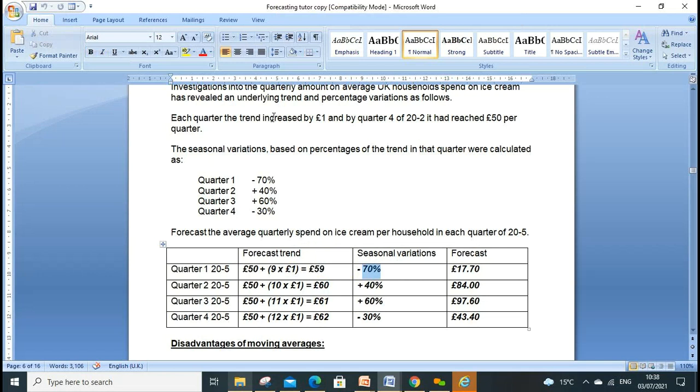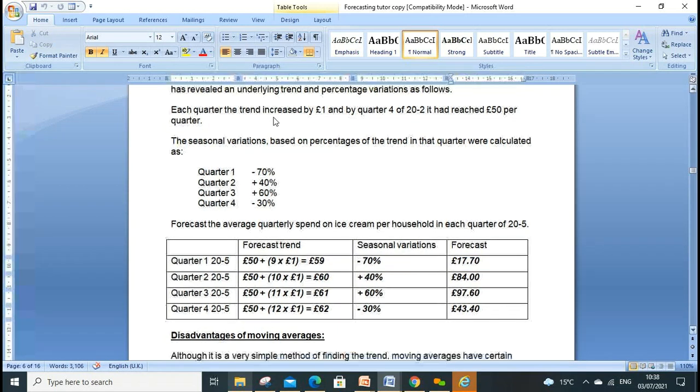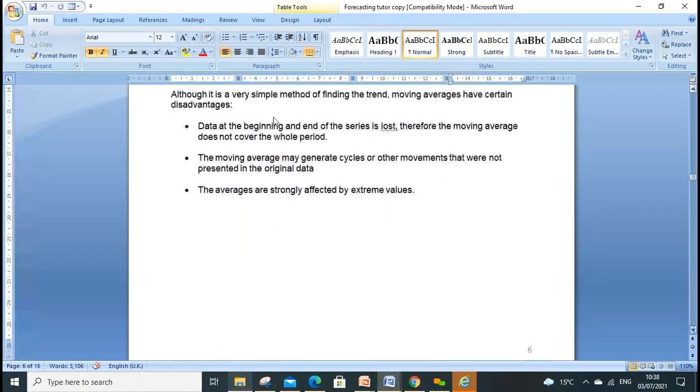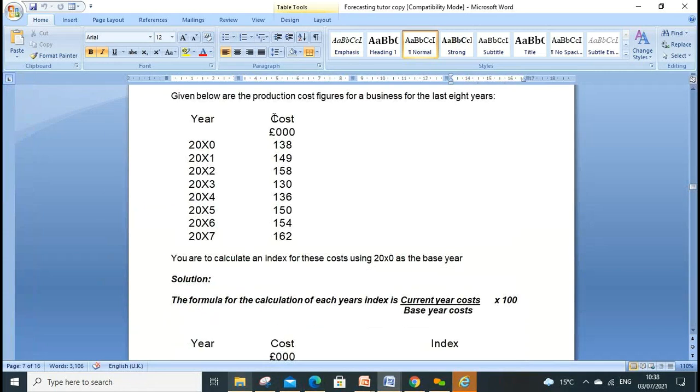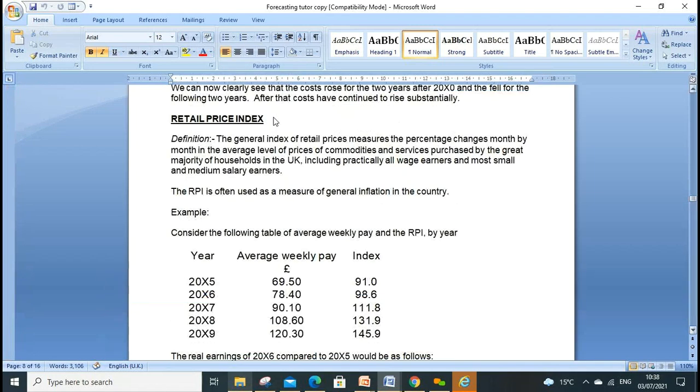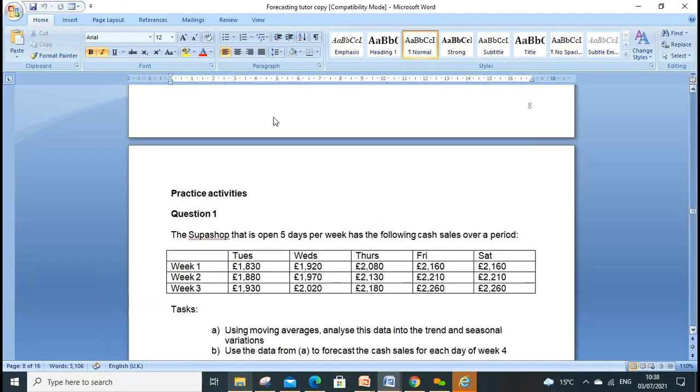If there's a 70% drop from the trend, the forecast was 59, but the seasonal figure for this season will be only 17.5. And the other will be plus 40. So you add it to the forecast, that is the seasonal variation. That's the way we can look around this, which is quite good. Then we have an index number: current year divided by the base year is the formula. It's good to look around. If you want to go through, please use the handout.